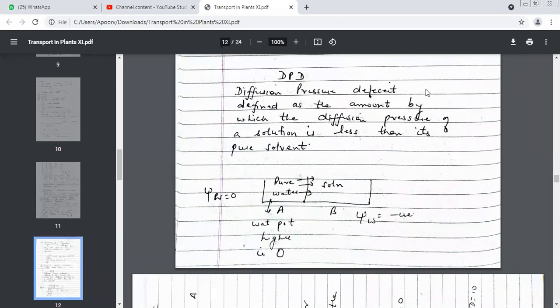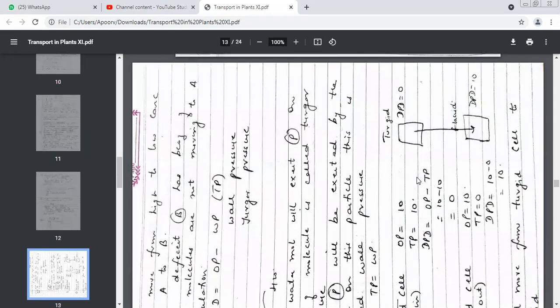Why will it be negative? Because it is more or it is less? Because it is less. Yes. So if pure water is 0, solution will be how much? Solution will be negative. Yes, solution is going to be negative. Very good.